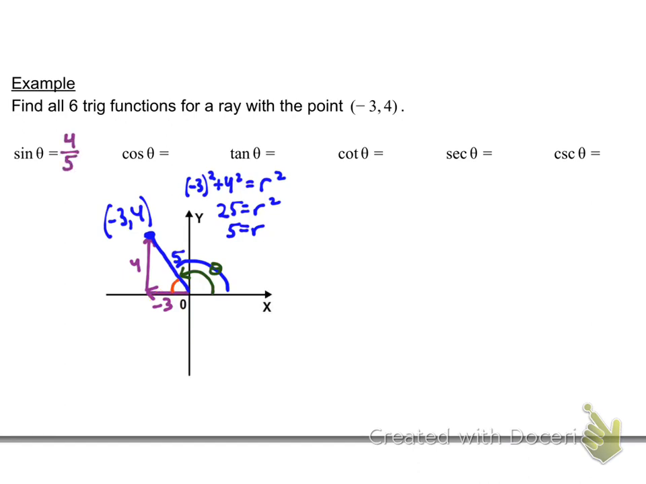So sine is opposite over hypotenuse, 4/5. Cosine is adjacent over hypotenuse, -3 over 5. Tangent of theta is 4 over -3. And these last 3 are just reciprocals of the first 3. We flip each one. There we go. We've got all 6 trig functions for a given point.